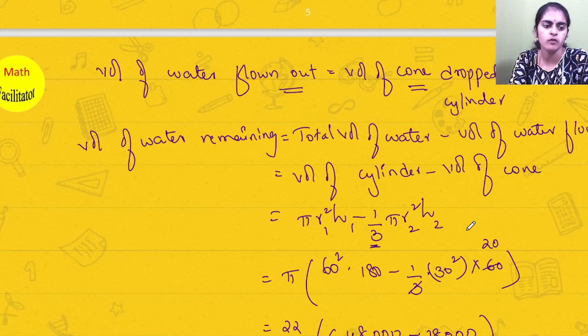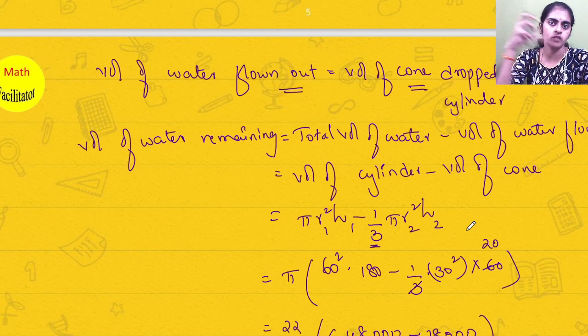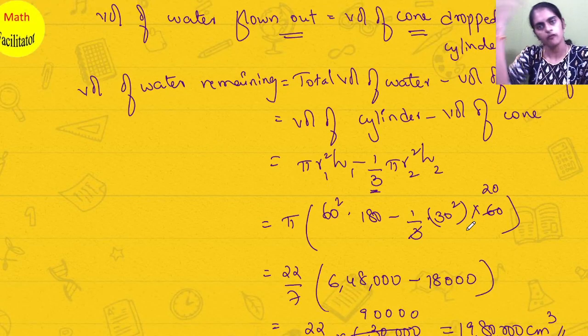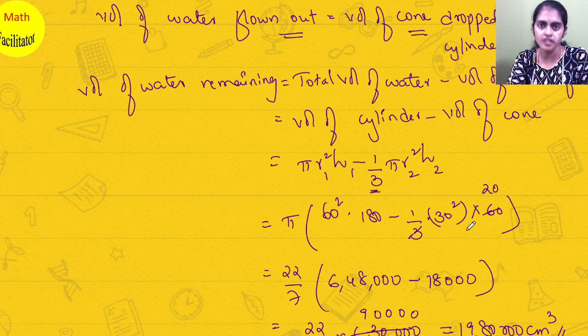So whatever volume of water flown out is equal to the volume of the object which you are dropping in. So అది ఎంత స్పేస్ తీసుకుంటుందో అంత స్పేస్ అంత వాటర్ని డిస్ప్లేస్ చేస్తుంది, రిప్లేస్ చేస్తుంది. ఓకే, so volume of water which is flown out or replaced is equal to volume of the object which you are dropping.